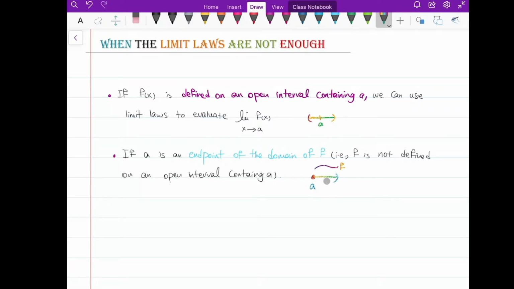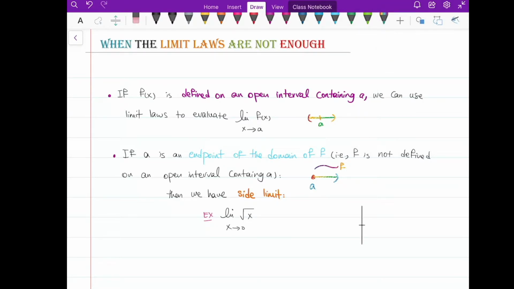Then in that case, we can actually use the side limit, and we can use the graph of the function and also the limit laws to evaluate this limit. Okay, let me have one example, like the limit of square root of x as x goes to 0.